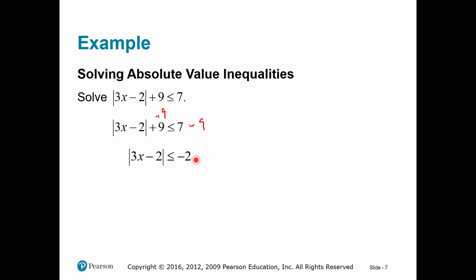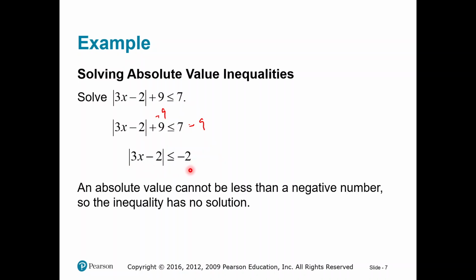So now the absolute value is less than or equal to negative 2. Is that true or not? Absolute value is positive. Something positive, is that less than negative 2? No. Therefore, it is inconsistent and we have no solution.